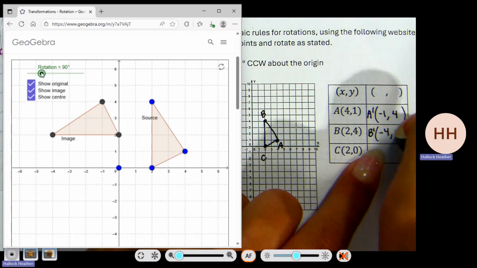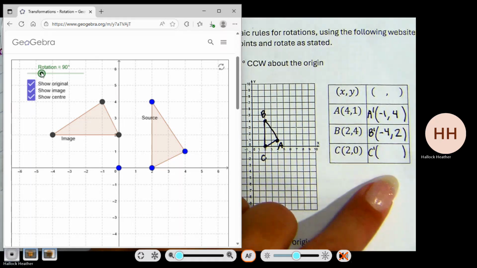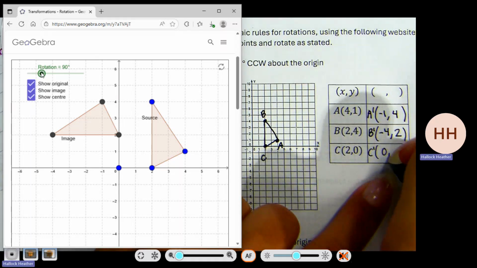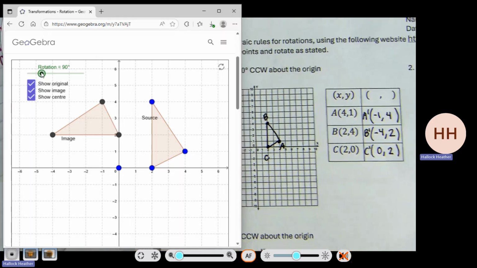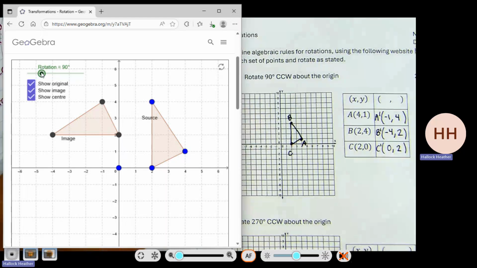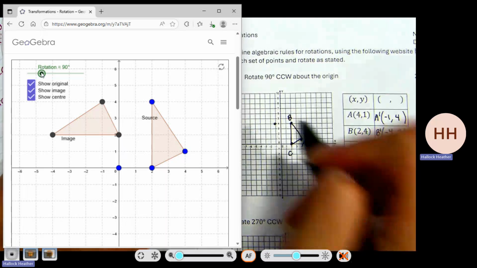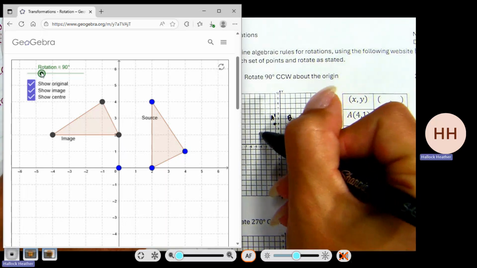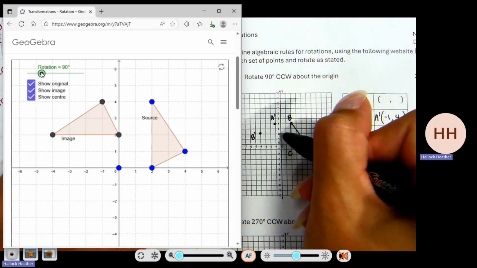-4, 2. And then C prime, 0, 2. So take a minute, plot your new points on your graph. Should match your little online graph. So -4, -4 is A prime now. B prime is -4, 2. C prime is 0, 2.